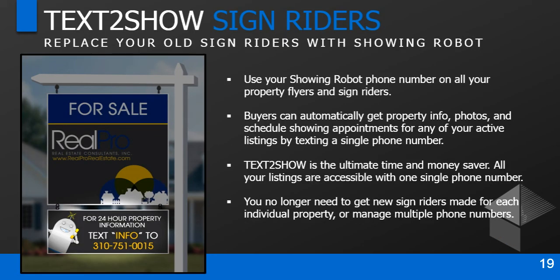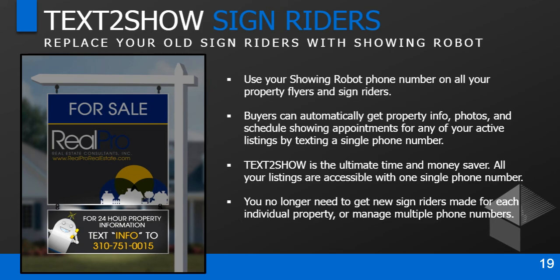Coupled with that, using that same local area phone number, we allow agents to text to schedule showings. Using their mobile device, they can text into that same number and schedule showings. What's great is that you don't have to be printing up new sign riders and things like that. You can use your one Showing Robot number across the brokerage, and this is going to save you a ton of time and a ton of money, because you can use that one sign rider style across every listing to let people obtain 24-hour property information and also schedule showings. Buyers and their agents can automatically get property info, photos, and schedule appointments right from their smart device. Everybody nowadays likes to use their phone as much as possible, so this is a great way to engage them.